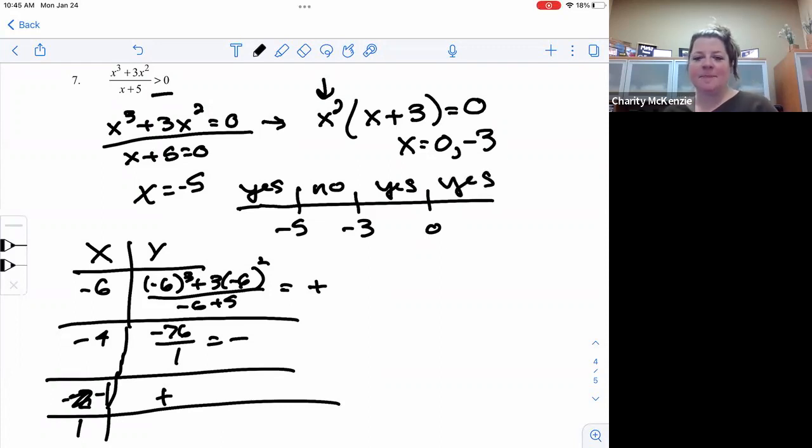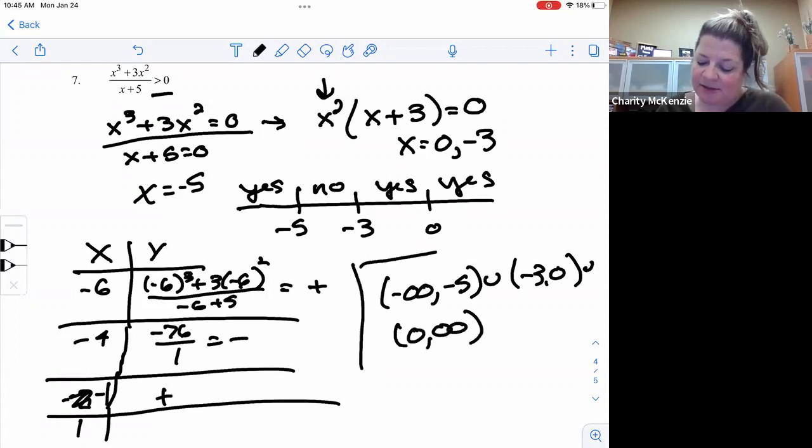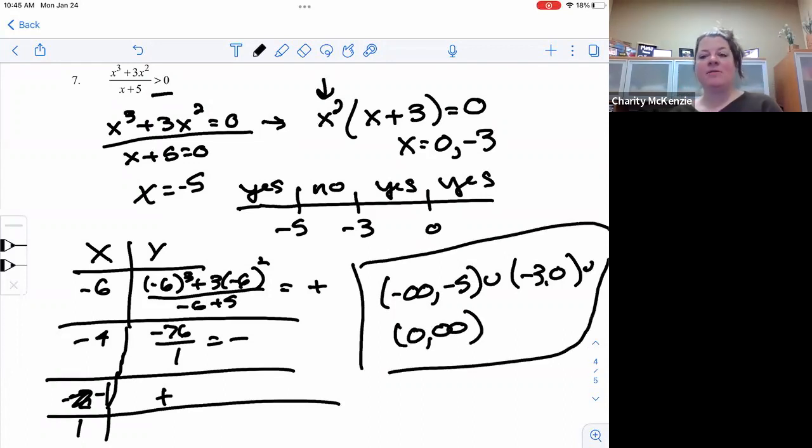Yuckly, ugly. Okay, so you would be like, okay, from -infinity to -5, union that with -3 to 0, and then union that with 0 to infinity. Okay, so that's kind of ugly to write, but there we go. Okay, let me know if you have any questions on this.